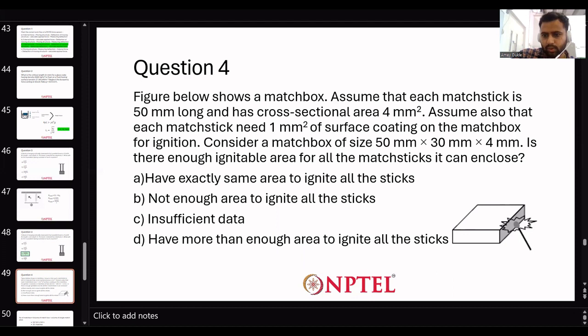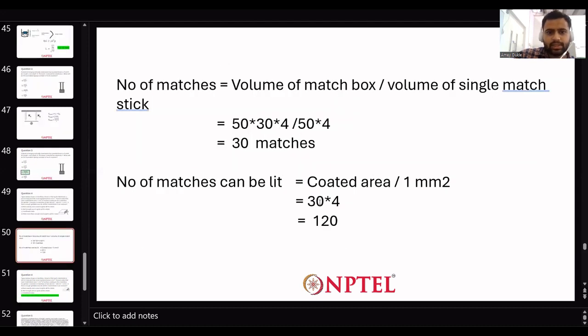We are considering only one surface is being coated, like it is shown in the area, and we know the volume of one matchstick. So the number of matchsticks is the volume of the matchbox upon the volume of a single matchstick. Although there will be air in the matchbox, we are considering that there is no air in this scenario. So we find the volume of the matchbox, which is length into breadth into height, and for the volume of a single matchstick, we are considering it as a cylinder. So it should be pi r square L.